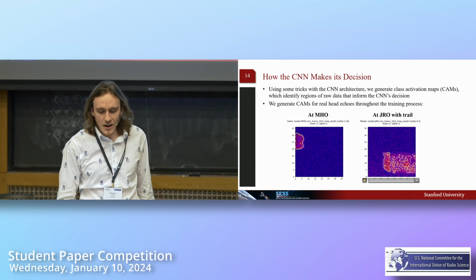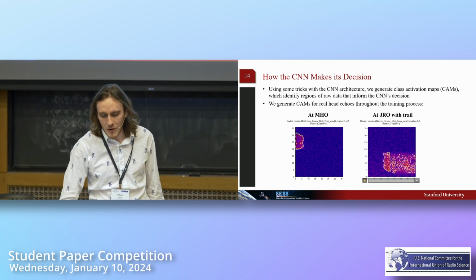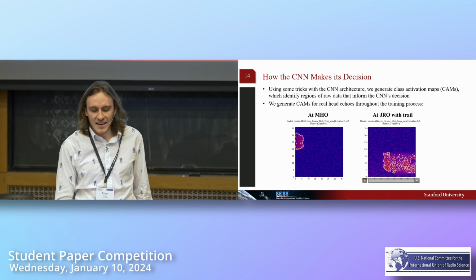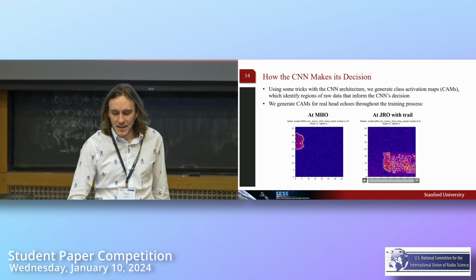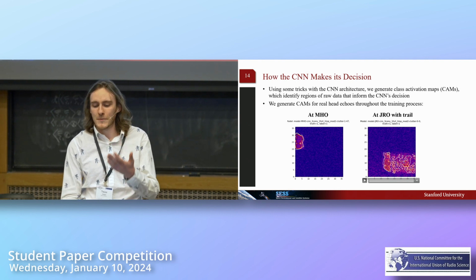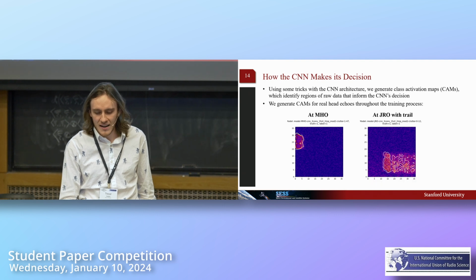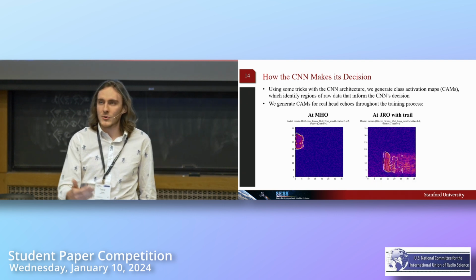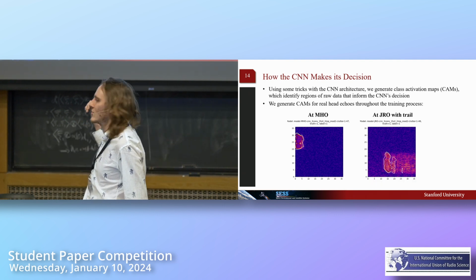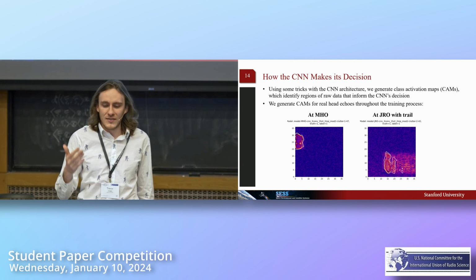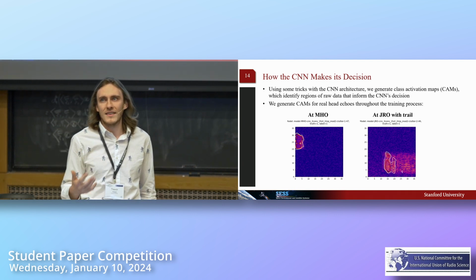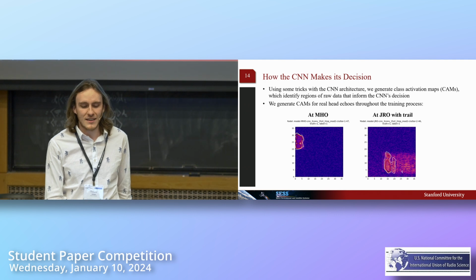Then at Jicamarca, now we'll have a non-specular trail as well. You can see initially that the CNN thinks that the trail might be part of the signal it's looking for because it's just looking for any high signal event, but as we train it, less and less does it care about the trail and more it cares about the head echo, which is what we would expect. So we know that the neural network is doing the right thing now. It is detecting what we would expect it to.